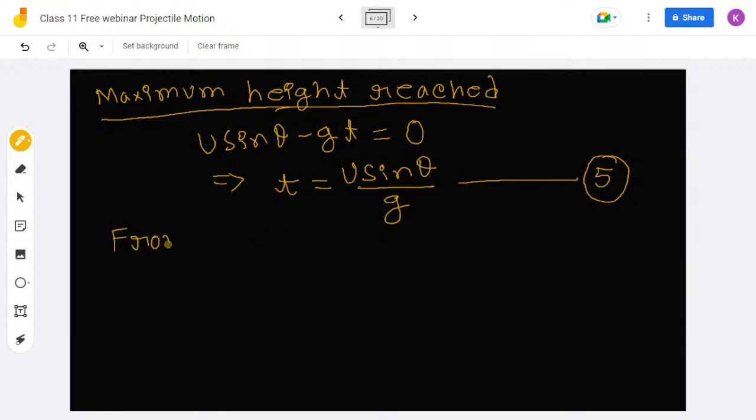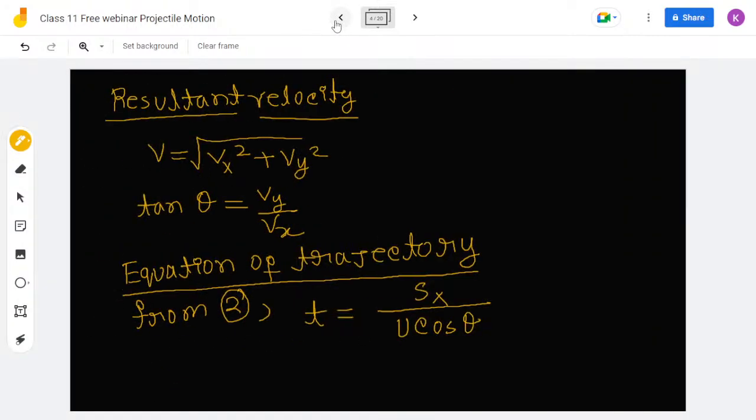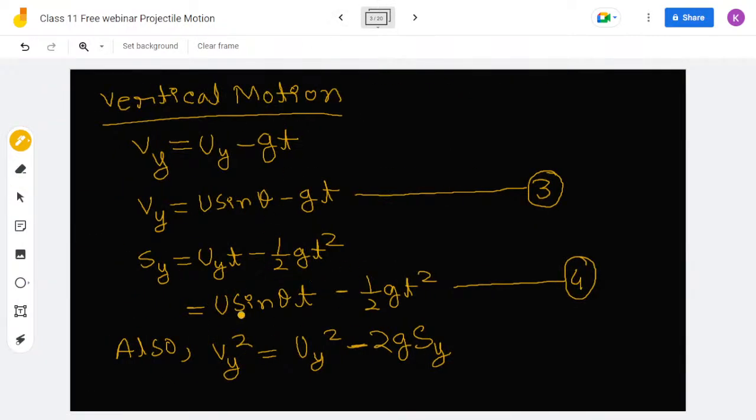Again, from equation number 4, we put the value of t in the equation number 4. So what do we get?